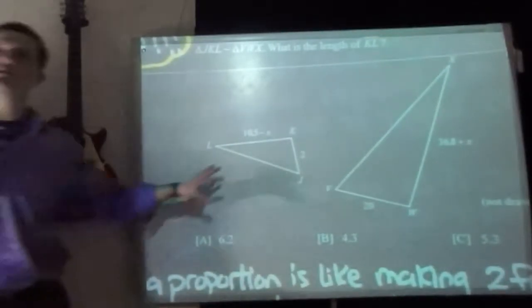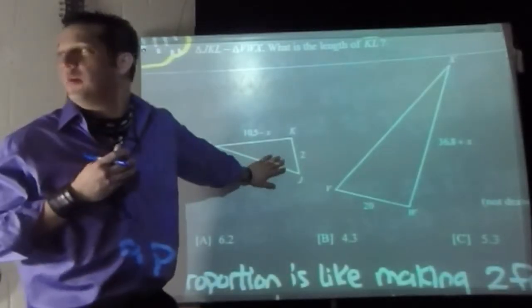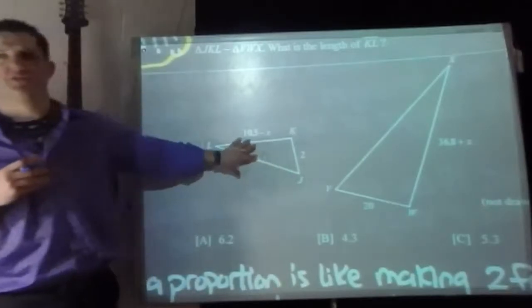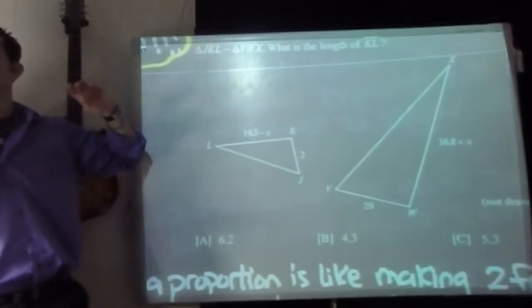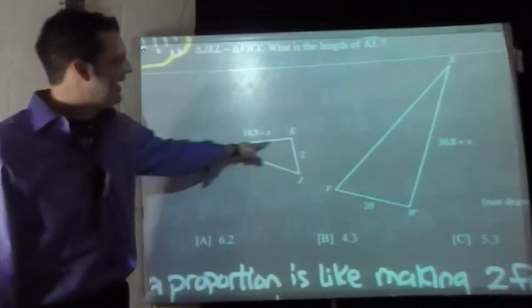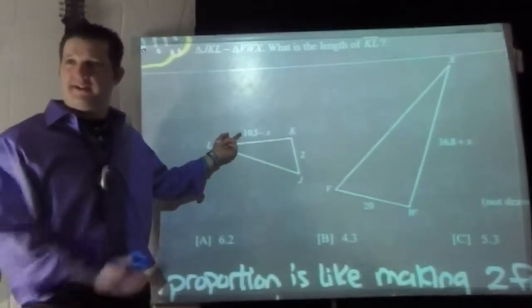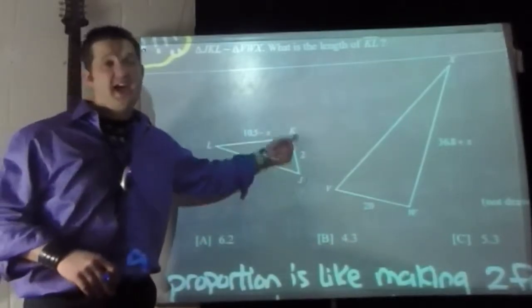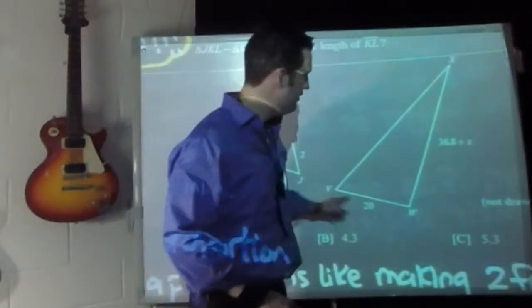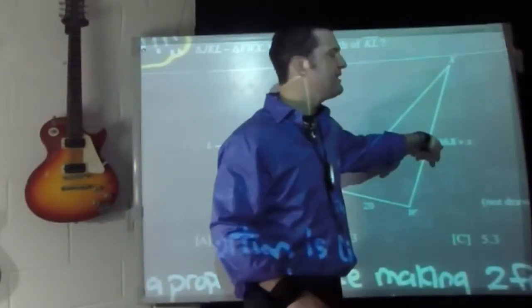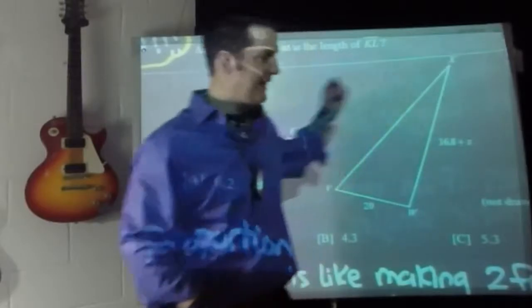Okay, here's our triangles. Now, understand, we're dealing with sides now, not angles. So look at the picture. All right, here's what you've got. You've got KL is this algebra junk right here, 10.5 minus x. You got KJ is 2. Down here you got VW, it's 20, and you got XW is 36.8 plus x.